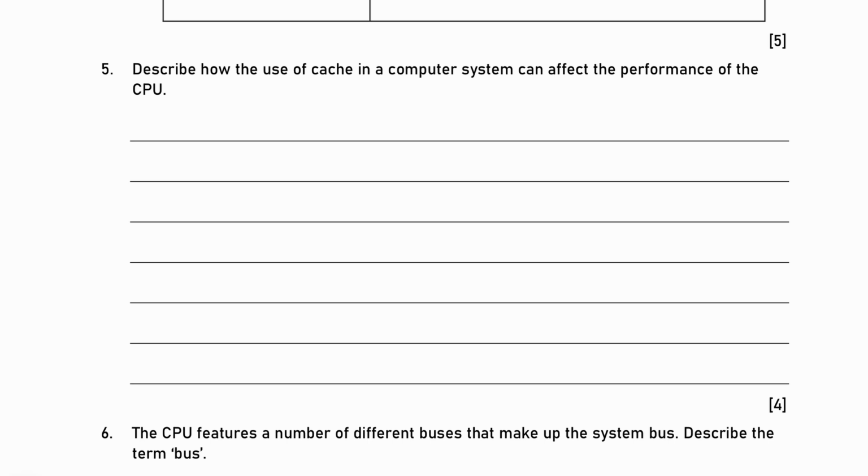Next up is a question about the cache within the CPU, and we need to describe how cache is used, and how cache will affect the performance of the CPU in a general computer system. So first and foremost, cache is a faster version than RAM. So cache transfers data faster than RAM. That will be 1 mark.